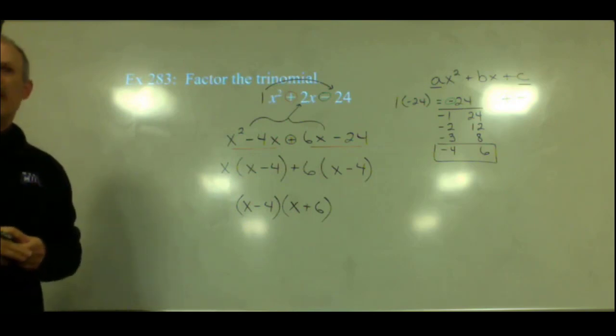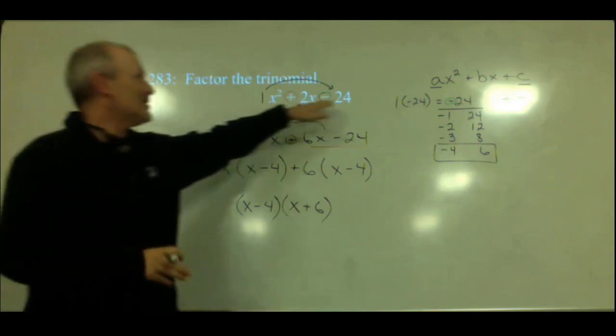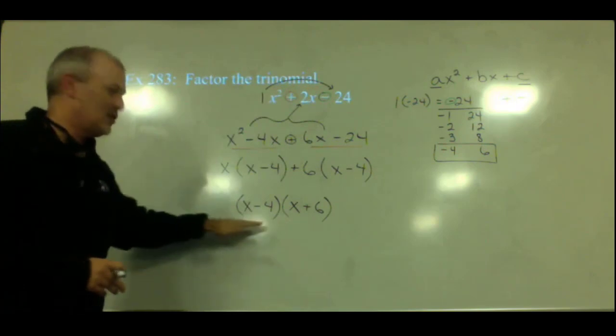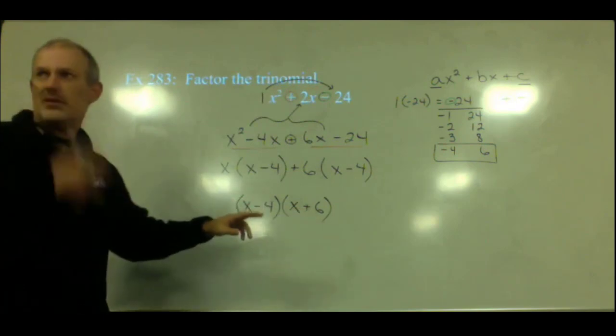Okay, so that's how we factor something that looks like this, a trinomial. We go through this process and we factor it and we end up with two binomials, two things that have two terms.